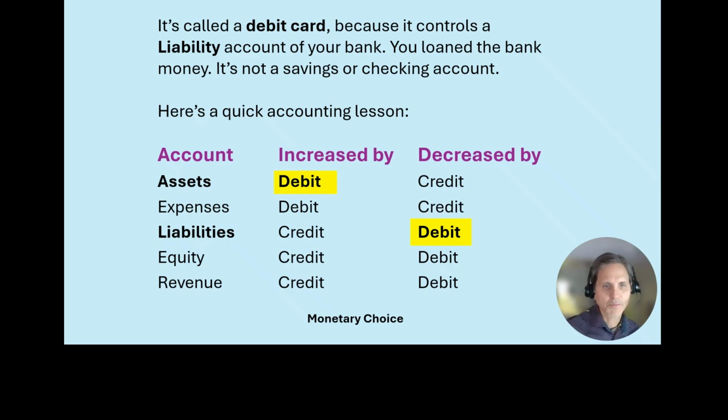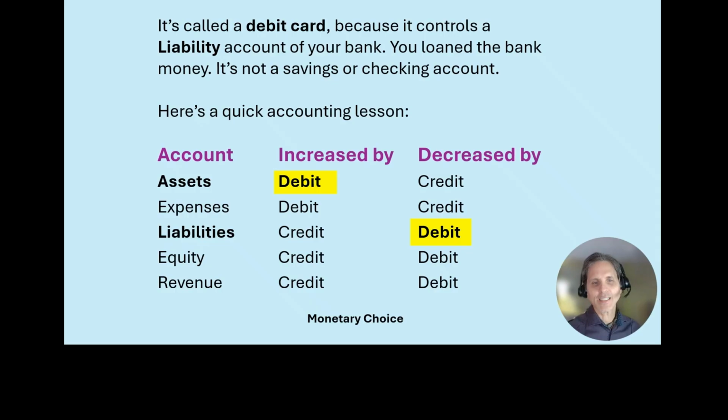I wanted to help explain how banks really work. One way to do that is to look at the common debit card, and the fact that they call it a debit card, because the truth is that it controls a liability account of the bank. It's not a savings account or checking account, whatever those things are supposed to mean. It's not something in a vault that the bank is holding for you.